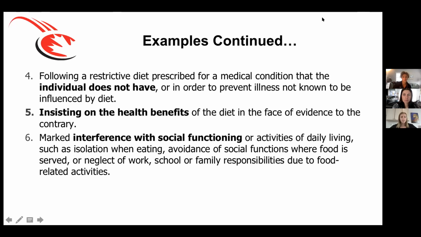Other examples of orthorexia are insisting on food and health benefits, even if it's on the contrary. And also a very distinct feature of orthorexia is an interference with social functioning. So they'll impede certain social events because they won't want to eat certain foods or take part in eating unhealthy food.